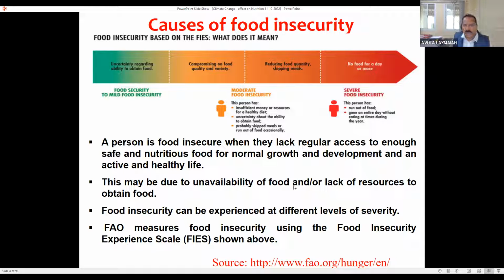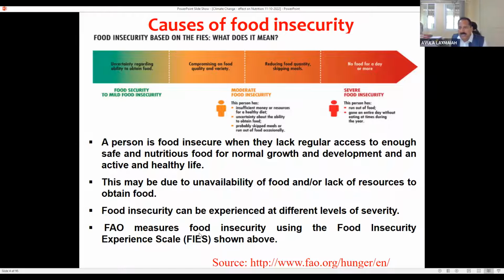So this may be due to unavailability of food or lack of resources to obtain or purchase food. Previously we also discussed that if availability is not there, if production of food is not there, the price automatically increases. So availability and accessibility will differ. Food insecurity can be experienced at different levels of severity as above, and the FAO measures it using the food insecurity experience scale shown above. We have also done two or three surveys using the food insecurity scale in Madhya Pradesh and some other states. This scale was also modified to Indian conditions.